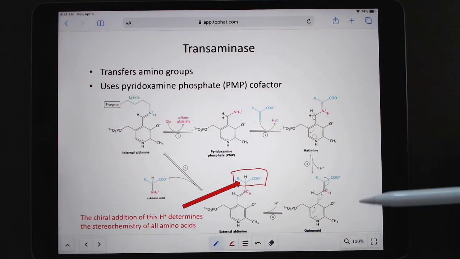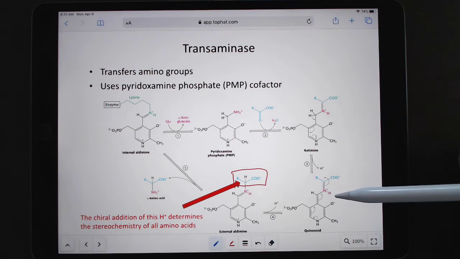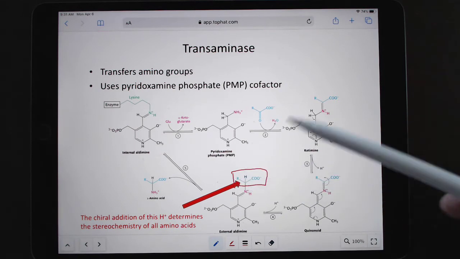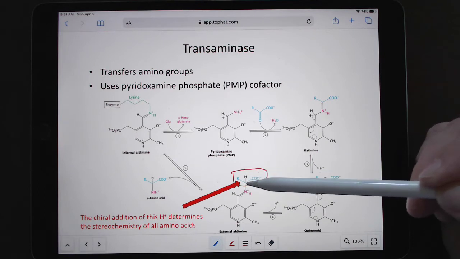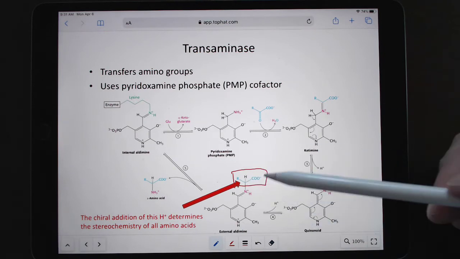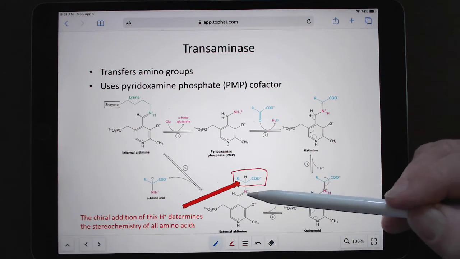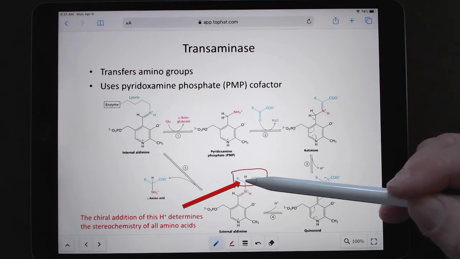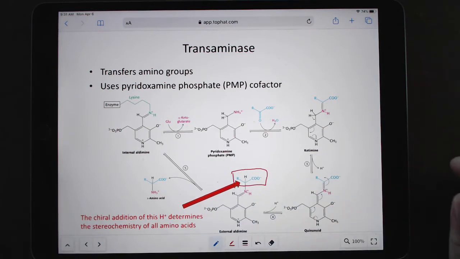Now the positioning of how this hydrogen comes on determines the stereochemistry of the overall amino acid, because at this point, everything's flat. From here to here, there's no stereochemistry. And it has to come in this orientation. It has to come in from the back side, like that. So you get a dash, in order to be able to make the proper amino acid. So here's the amine, here's the carboxylic acid, the hydrogen as the dash, and then your side chain, which is the R.